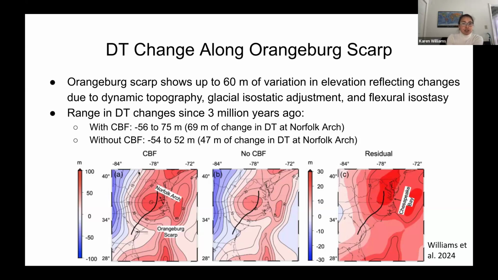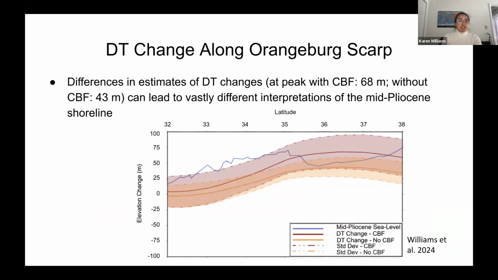This figure here shows our computed change in dynamic topography over the past 3 million years with the CBF, without the CBF, and then the residual. The cumulative change in dynamic topography over the past 3 million years at the peak, which is the Norfolk Arch, with and without CBF is 69 meters and 47 meters, respectively. So these differences in estimates of dynamic topography changes can significantly alter the interpretations drawn from the mid-Pliocene shoreline that's preserved in the Orangeburg Scarp.